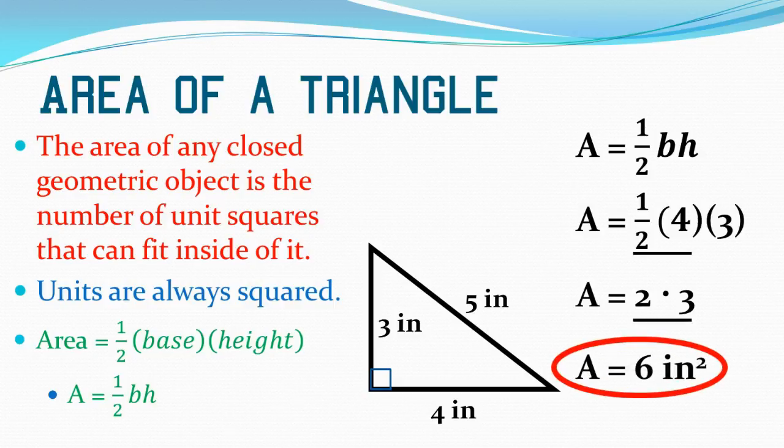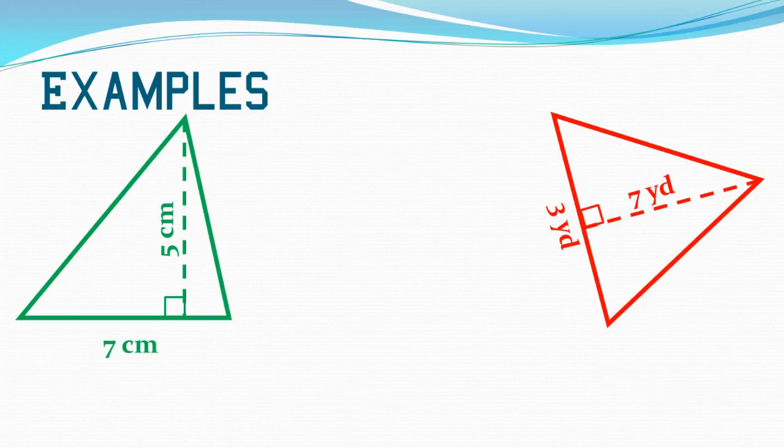Look at the units. It started as 3 inches, 4 inches, 5 inches. So it should end up with 6 inches squared. Units are always squared. Let's try a couple examples.